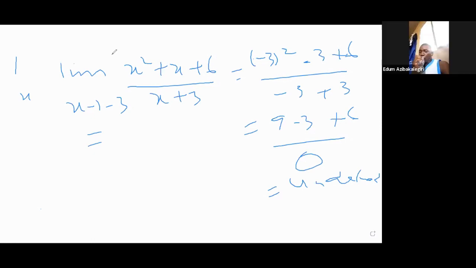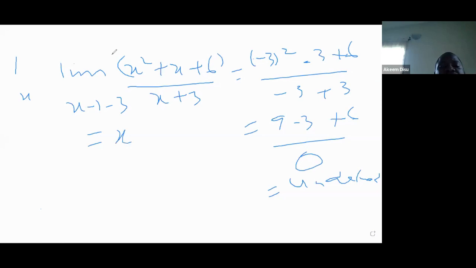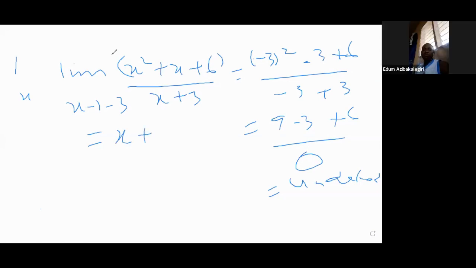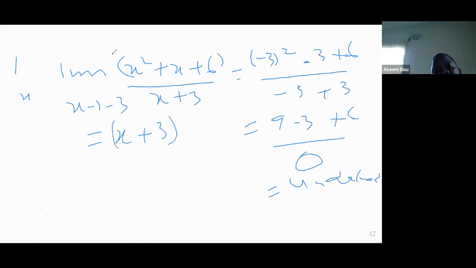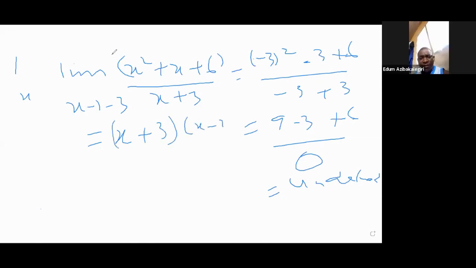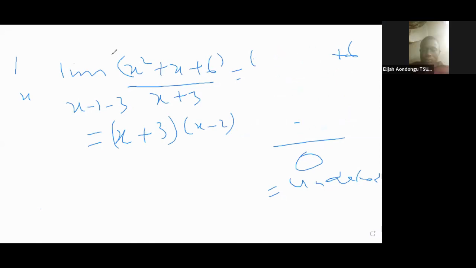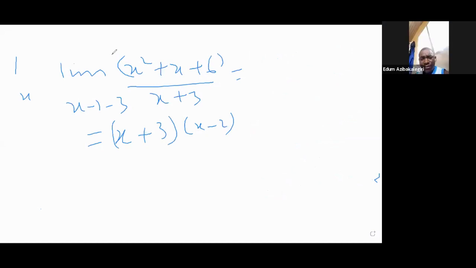Okay. We can factorize this. Factorization of this is 3 plus x, minus 2. Can someone get the factorization for me? Then we now say all over x plus 3. Is that taken?